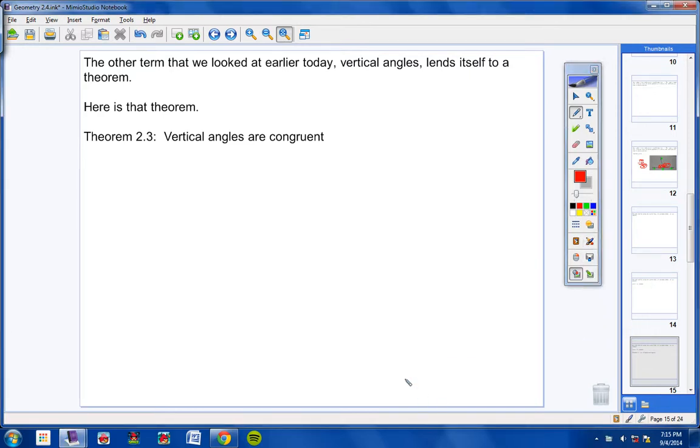I'll give you just a second to copy that down. Vertical angles are congruent, theorem 2.3. Please copy that in your notes. Vertical angles are congruent. While you are copying that down, I also want you to copy this diagram in your notes. Go ahead and very quickly draw a figure like this, and put a 1 here and put a 2 here.